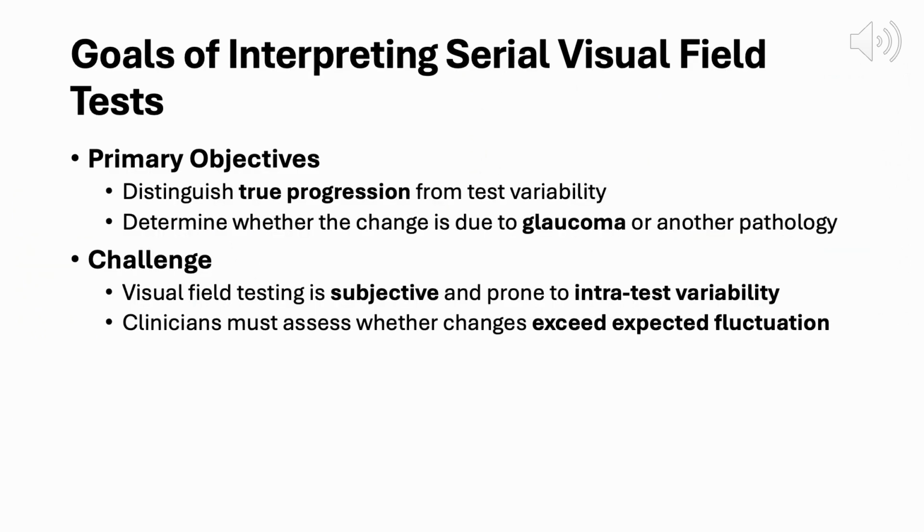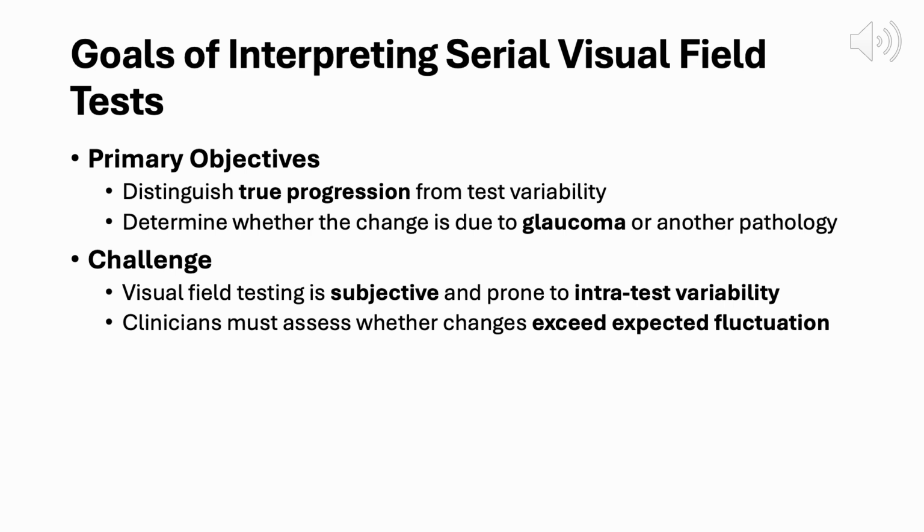This slide introduces the key goals and challenges of interpreting serial visual field tests. When interpreting serial visual fields, our primary objectives are twofold. First, we want to determine if a change represents true progression versus normal test variability. And second, we need to assess whether that change is due to glaucomatous or another cause entirely, like optic neuritis, stroke, or other pathology. But this process is not always straightforward.